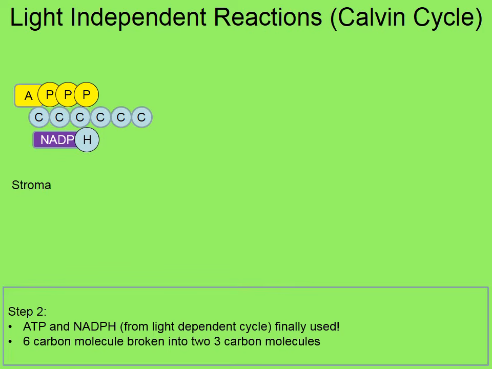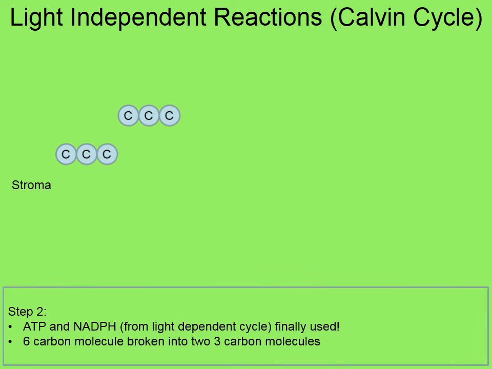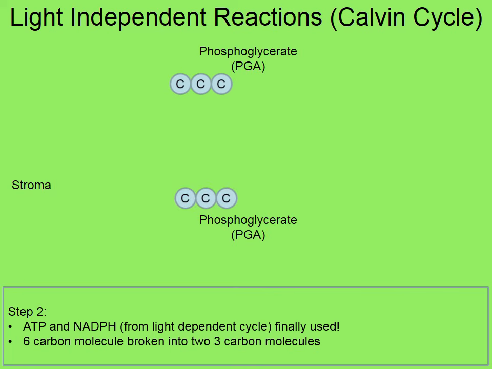So remember, when ATP is broken into ADP, heat is released. So the heat from the breaking of ATP plus the hydrogen of the NADPH plus various enzymes that just aren't pictured in this animation are going to break that 6-carbon molecule into a couple 3-carbon molecules. The 3-carbon molecules are called phosphoglycerates, or you'll just see them abbreviated as PGA.